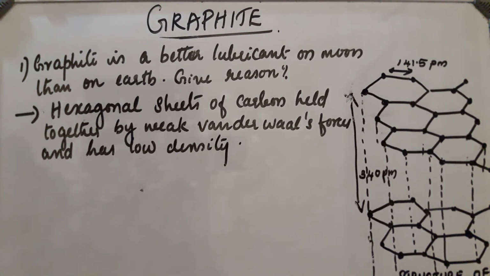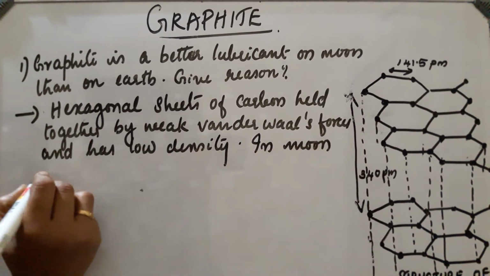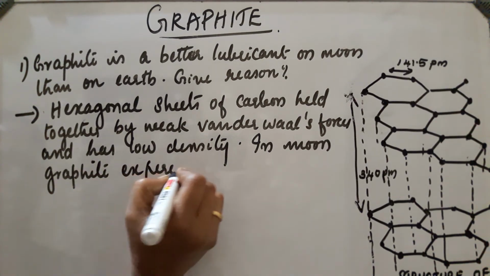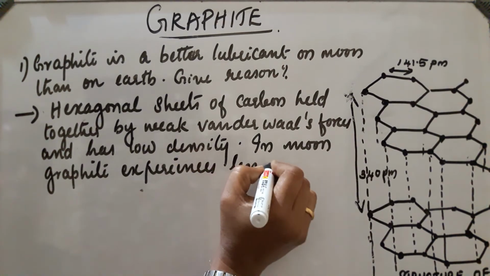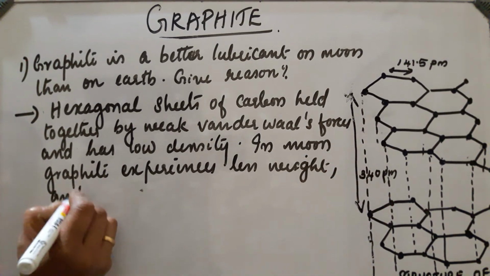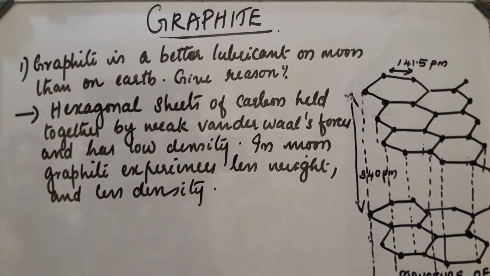Now on the moon, we know graphite experiences less weight due to less gravitational force, and it has low density. So we can say these lighter layers slide over one another more easily than on earth. So it acts as a better lubricant on the moon than on earth.